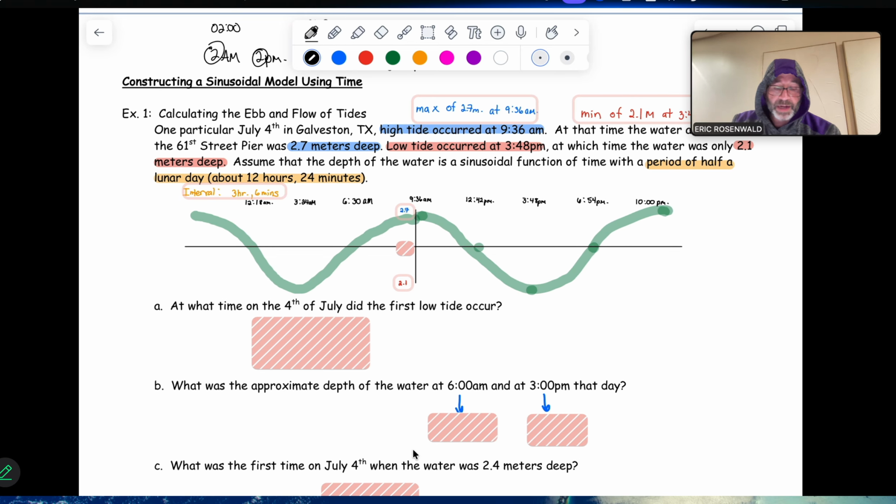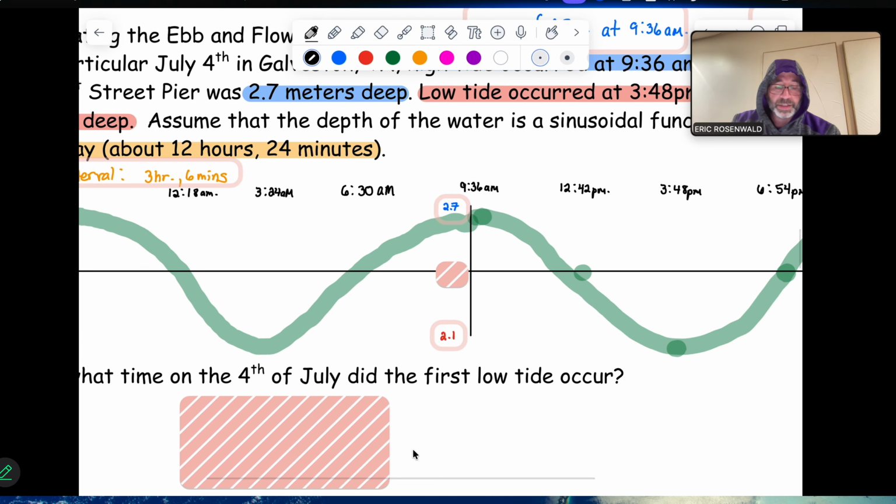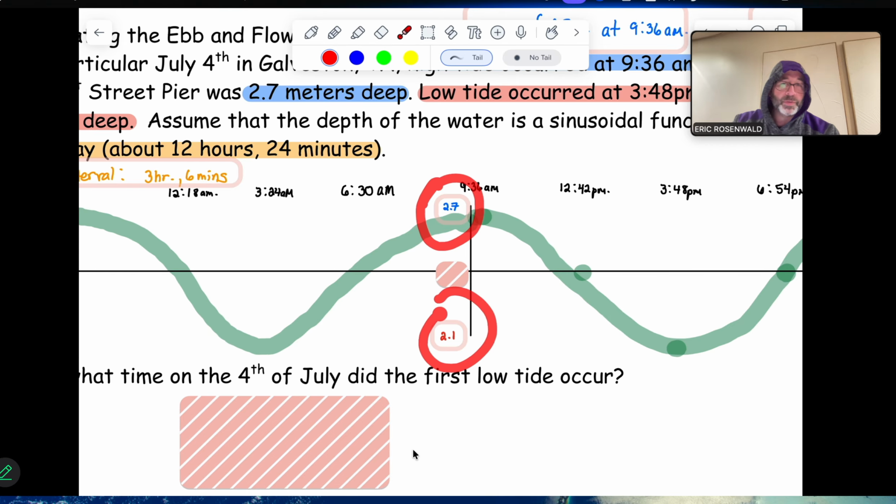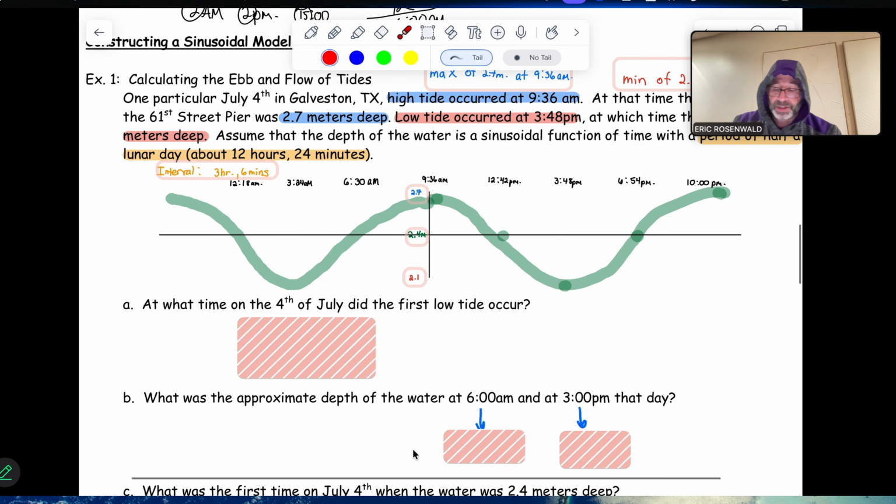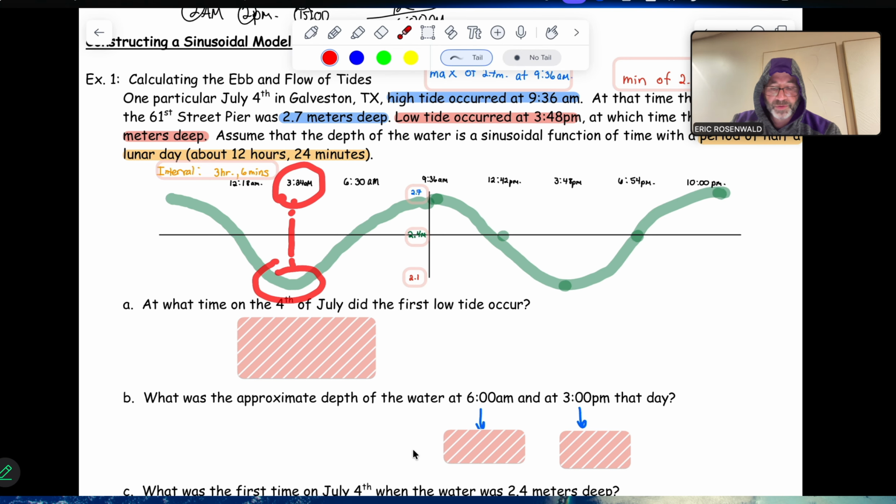So we've got our whole graph. What we need is the middle, just so we know kind of what we're dealing with. So again, to find the middle of this, we'll take the average of 2.7 and 2.1, so add those together and divide by 2. We'll get 2.4. And now we're ready. Let's start analyzing all of our information. It says, at what time on the 4th of July did the first low tide occur? Well, low tide is right here. And if we follow that up, that happens at 3:24 a.m.